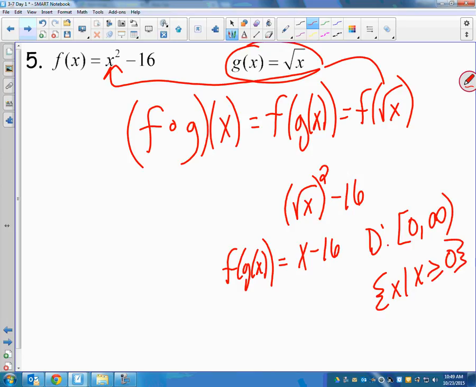And so the big thing with composition is, one, you got to understand that you're plugging a function in. Two, the domain is the domain of what you get plus the domain of the inside function. So if it was g of f, if we change the order, then you have to take into consideration what f's domain is. So it matters which one's the inside function.